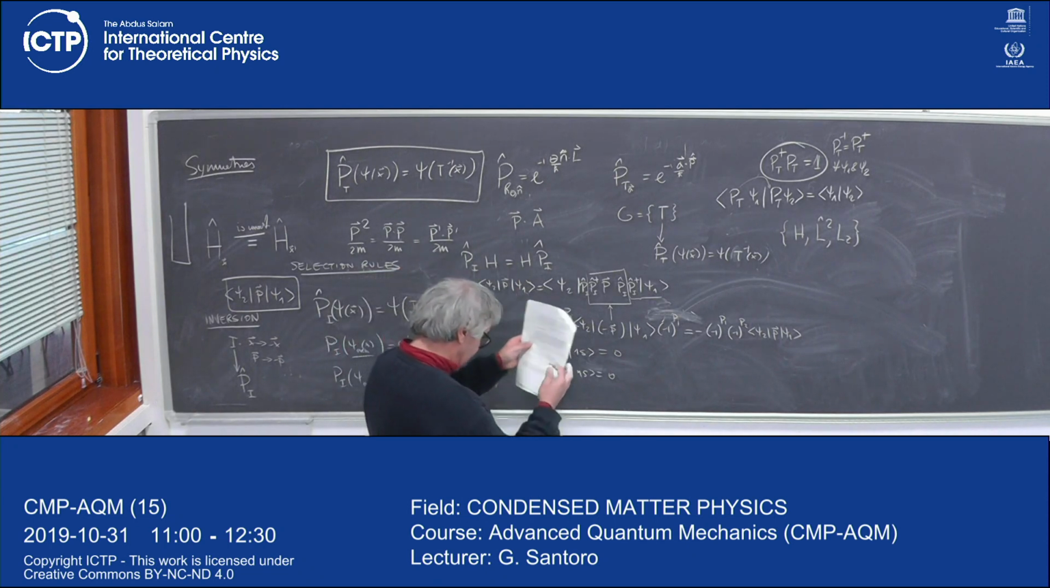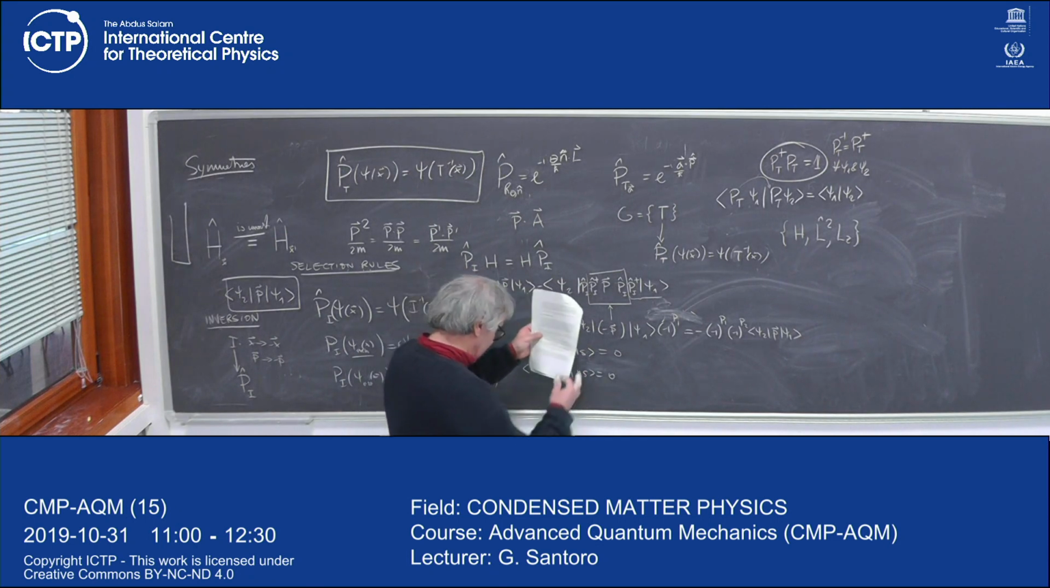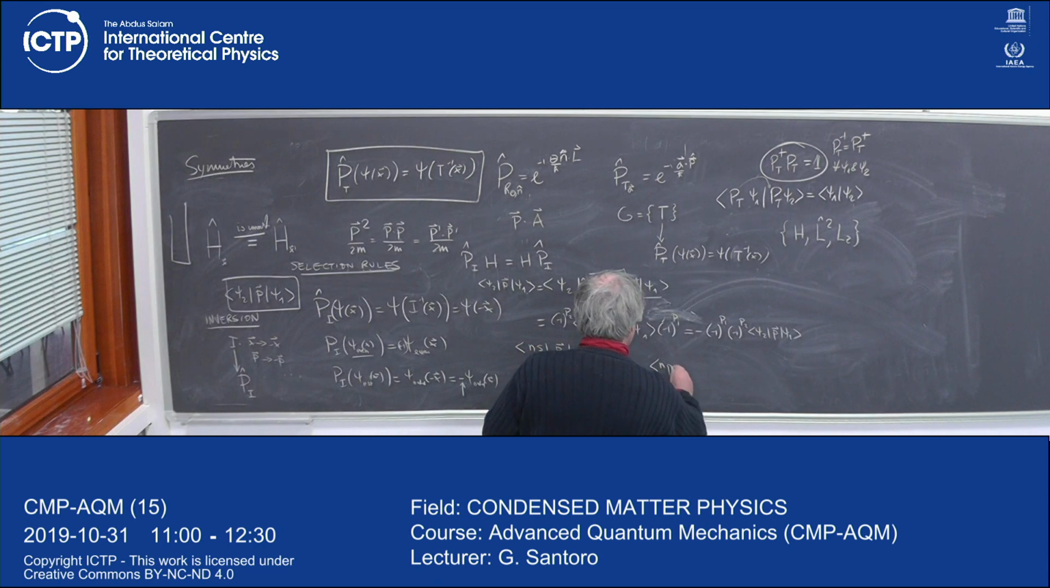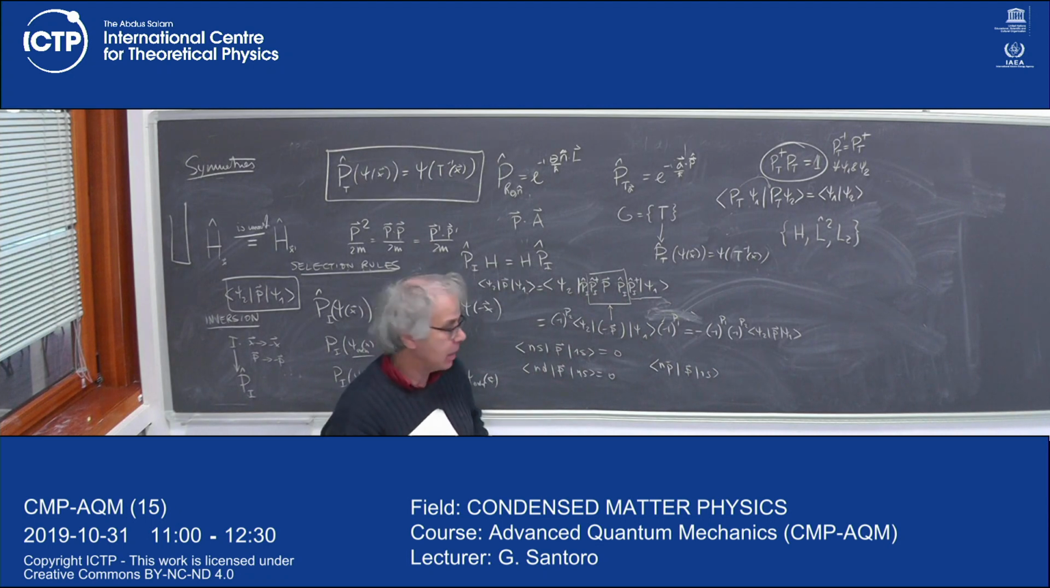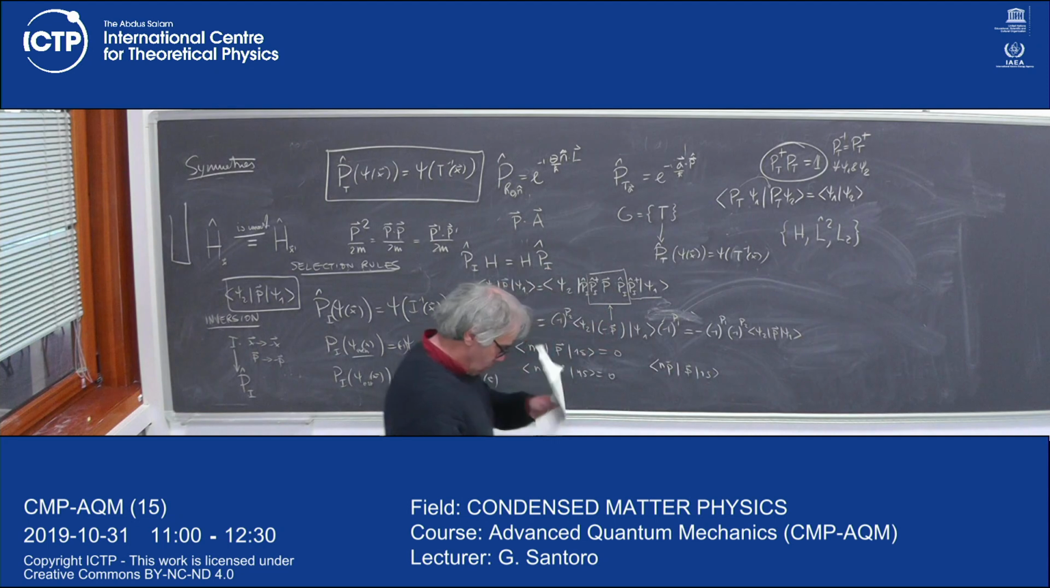The only possibility that is allowed by this parity selection rule is, for instance, np, where p is, say, L equal 1, and 1s. So I can go from 1s to 2p, for instance. That is allowed, because this is even and this is odd. Good.